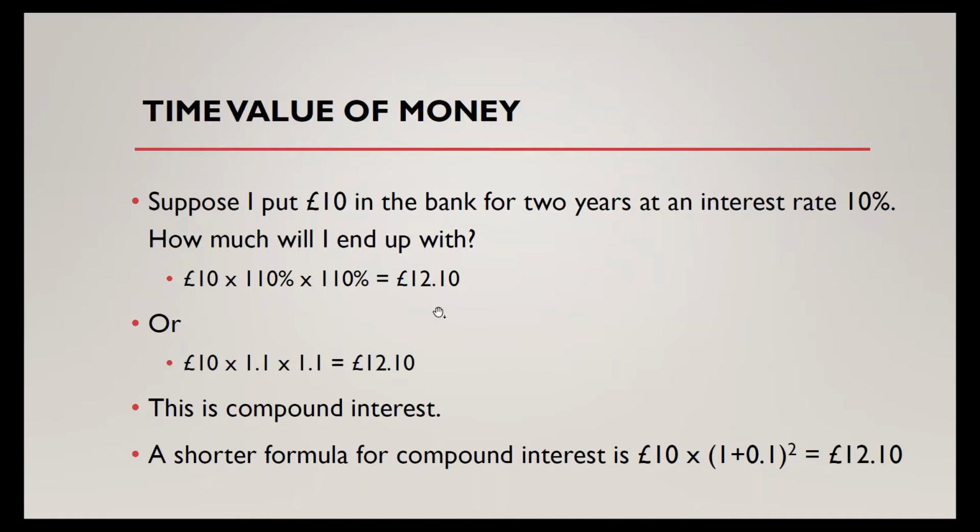Another way of writing the equation is £10 times 1.1 times 1.1. These two will both give you the same correct answer. You can also write £10 times 1 plus the 10%, which is 0.1, to the second power, or squared. Again, this will give you the same correct answer.